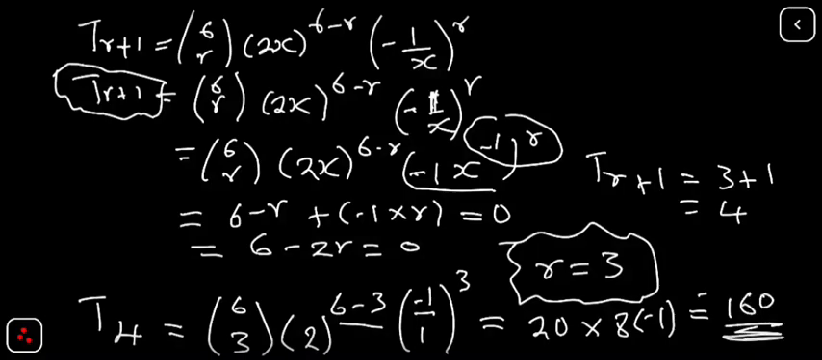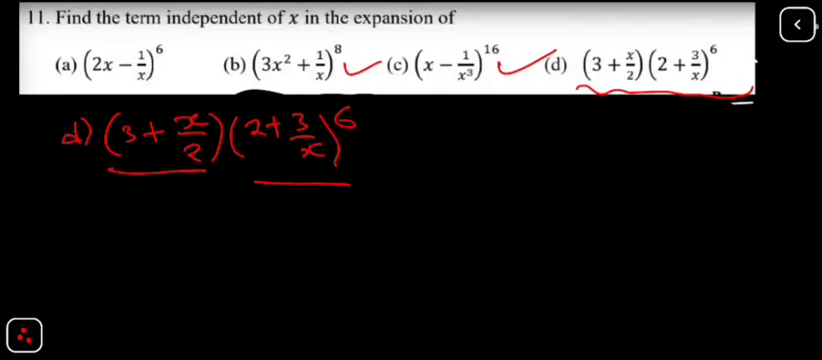This is the term. As you can see, it has no x. So the fourth term is equal to negative 160, a term without x. Okay, so this is how you answer such a question. So you guys, you're going to answer questions B and C. Let me just answer D.